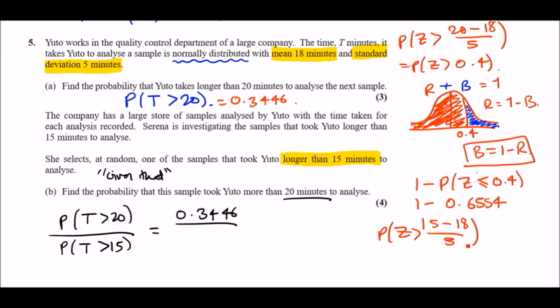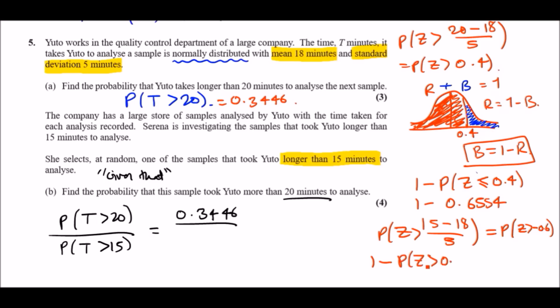Okay, put that in the calculator. So 15 take away 18 over 5, you should get minus 0.6. So probability z is greater than minus 0.6. Now, if it says minus there, you just pop it outside and call it 1 minus that probability you just did. That's the easy way to convert it.